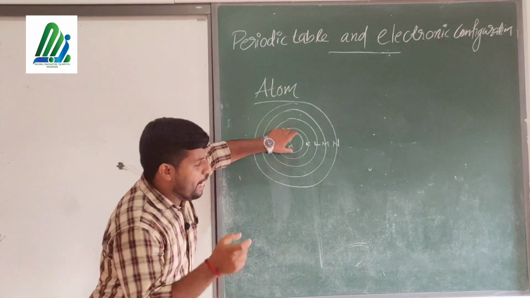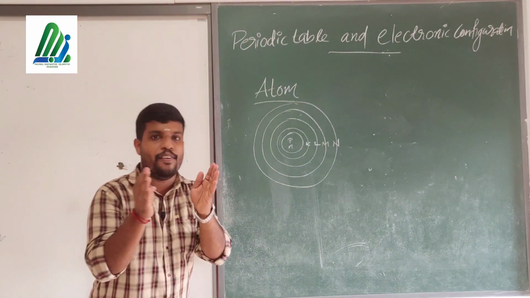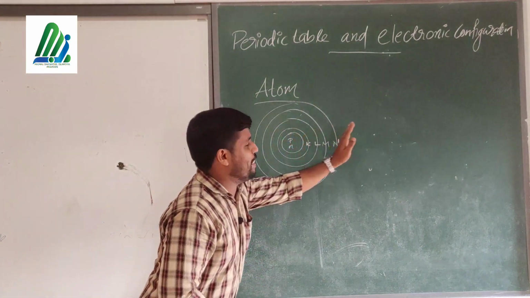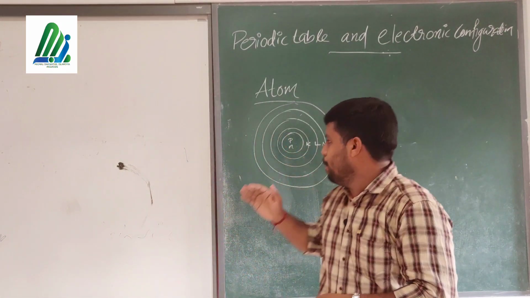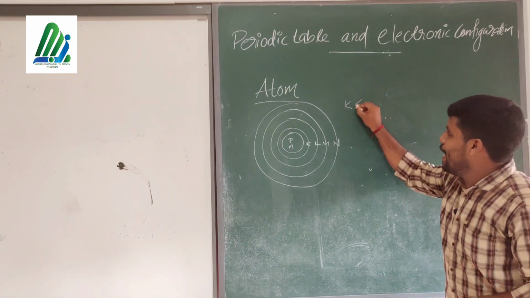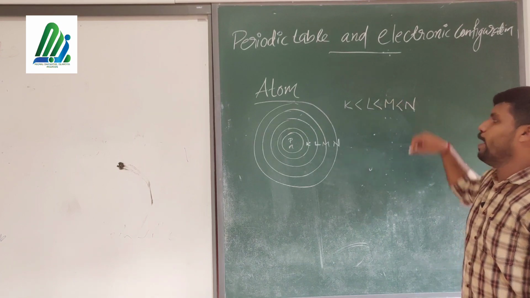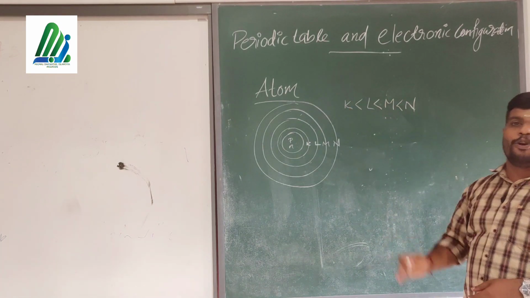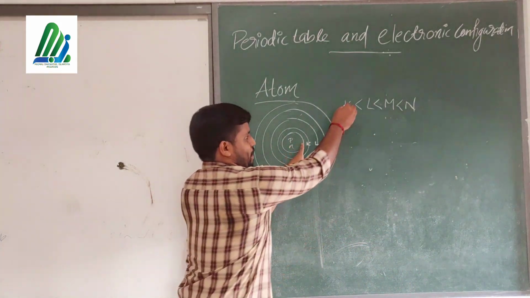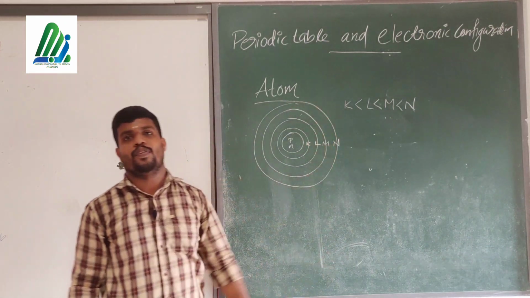The energy of the shell nearer to the nucleus is comparatively very low. The lowest energy shell is the K shell. The energy of the shells increases as we move away from the nucleus. That means K has the least energy, the L shell has higher energy than K, it is greater for M and greater again for N. This is the increasing order of energy of the shells. Again, K is the first shell, L is the second, M is the third, and N is the last one.